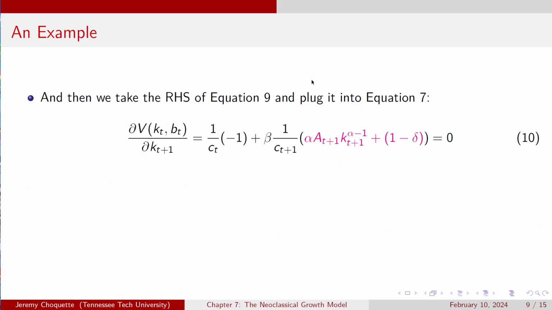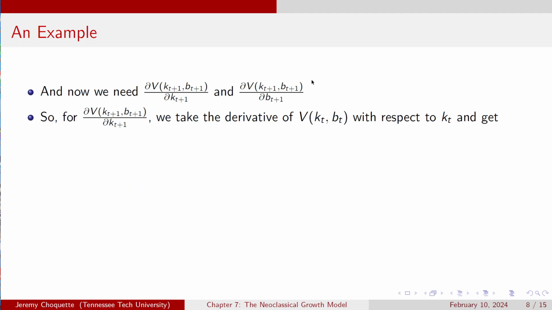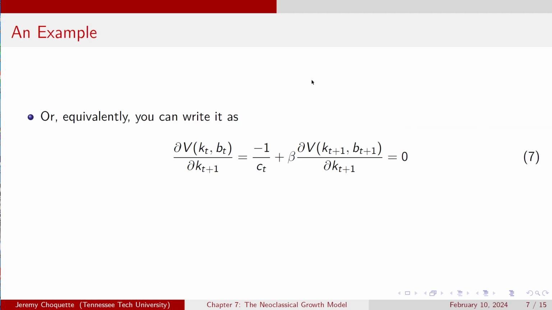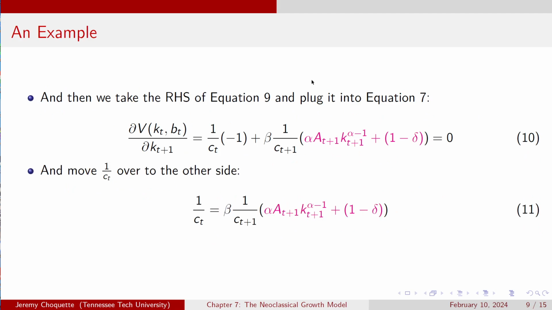All right, well, I take the right-hand side of equation 9 here, and I plug it into what we had in equation 7. What was equation 7? This was equation 7. So I plug it into that derivative for equation 7, and that gives me this. Move that 1 over ct to the other side, and I get 1 over ct equals beta times 1 over ct plus 1 times marginal product of capital less depreciation.